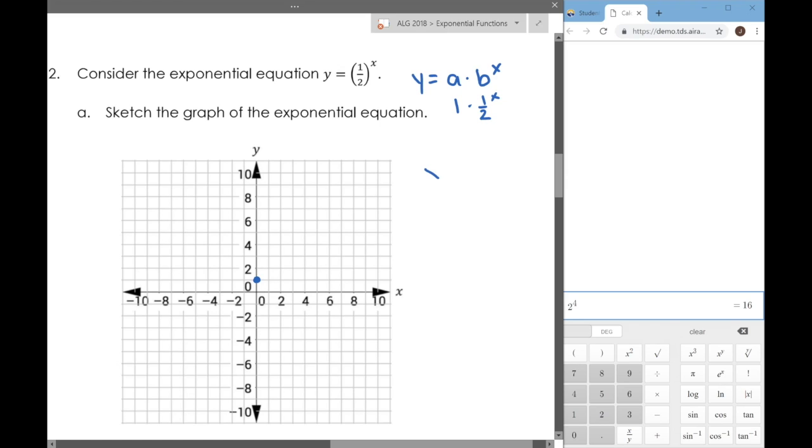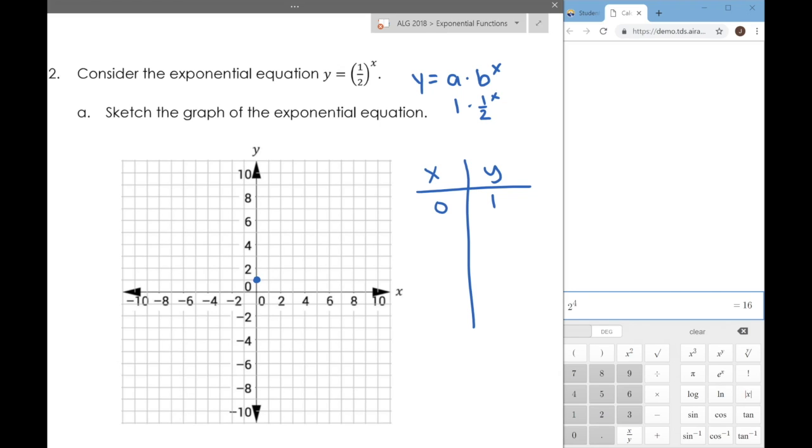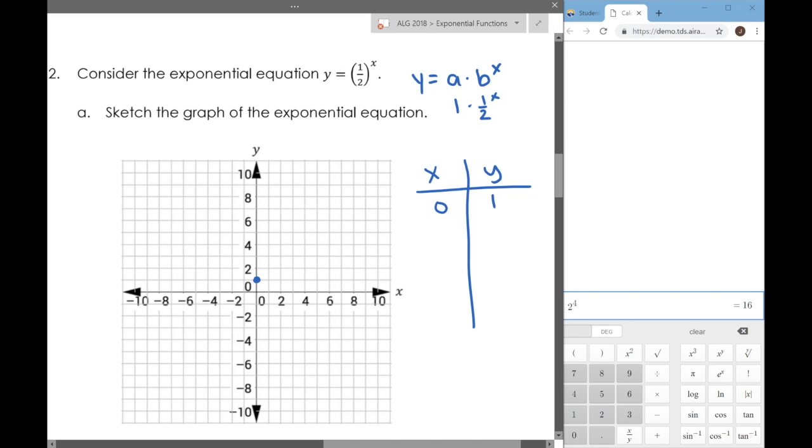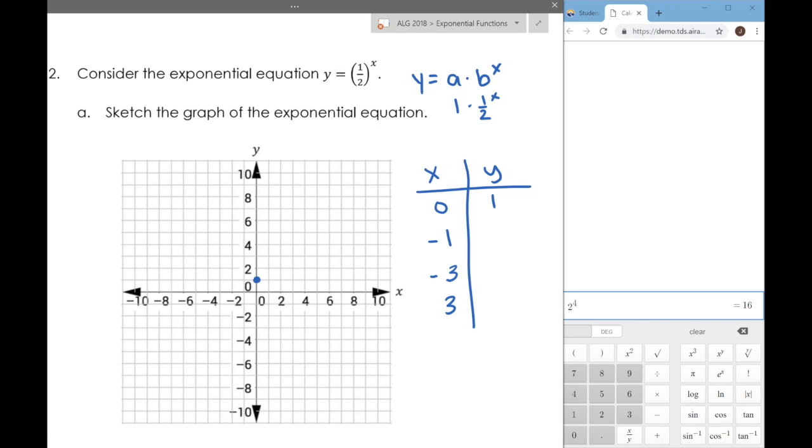And now let's make an x and y chart. X and y. We already have our first point. The first point was 0, 1. Now, you can use the same numbers, doesn't matter, up to you. We'll use negative 1. I'll use another negative 3. And last, I'll use a positive 3. Okay. This time I'm using 2 negatives and 1 positive. It doesn't matter which numbers you use, just as long as there's a negative and positive. If you use 2 negatives, that's fine. If you use 2 positive, that's fine as well.